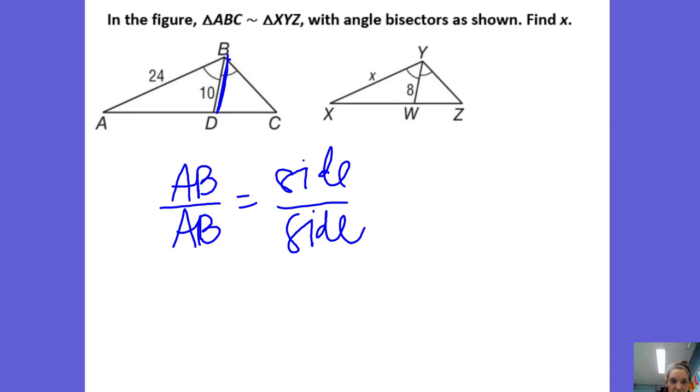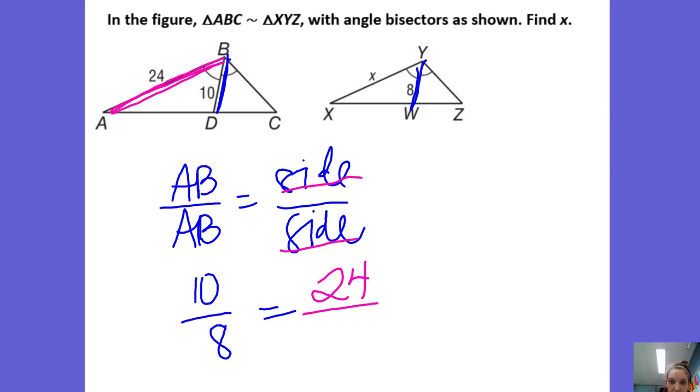My angle bisector in the first triangle is 10. My angle bisector in the second triangle is 8. And then I set that equal to the side of the first triangle, 24, over the side of the second triangle, which is x. Angle bisector over angle bisector equals side over side. So I did left over right equals left over right. You could have done right over left. As long as you're consistent, it does not matter.